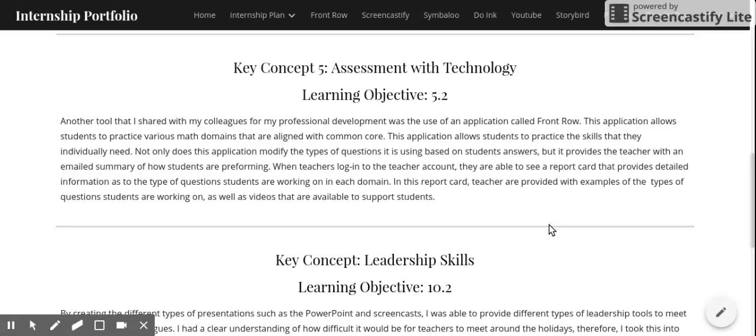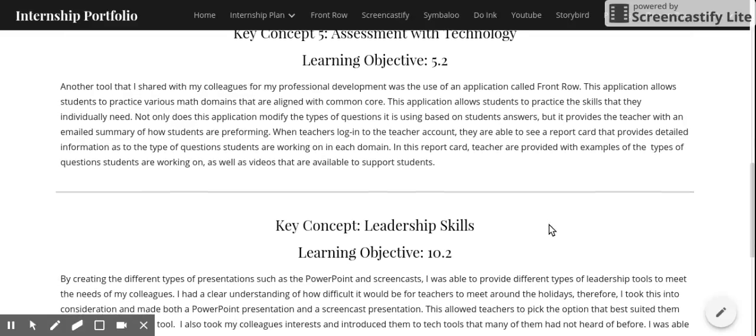This concept was accomplished because another tool that I shared with my colleagues for my professional development was the use of an application called FrontRow. This application allows students to practice various math domains that are aligned with Common Core. This application allows students to practice the math skills that they individually need. Not only does this application modify the types of questions it is using based on students' answers, but it provides the teacher with an emailed survey of how students are performing.